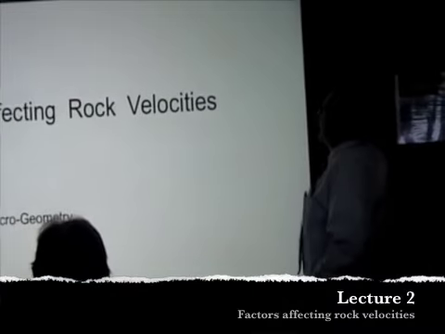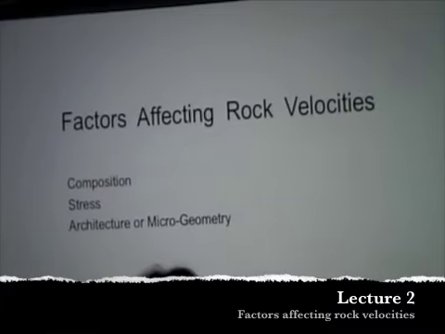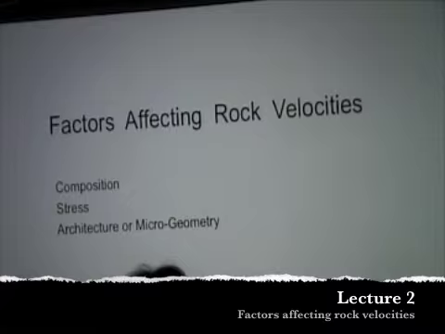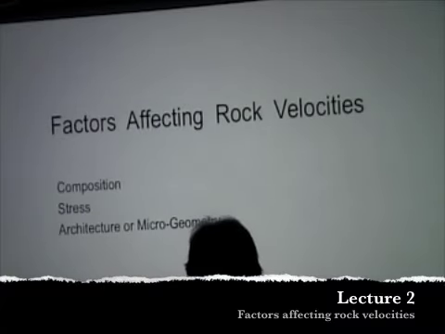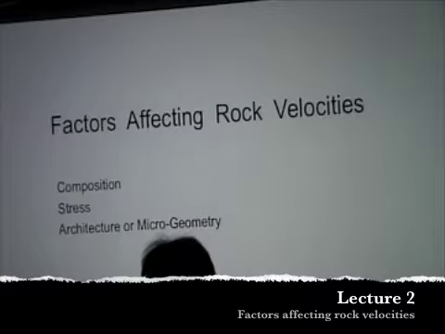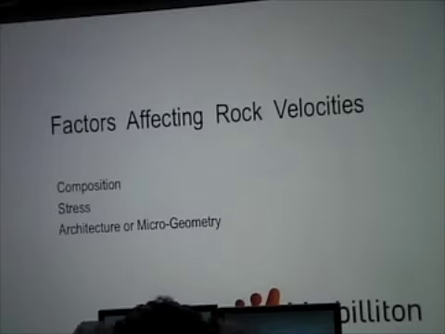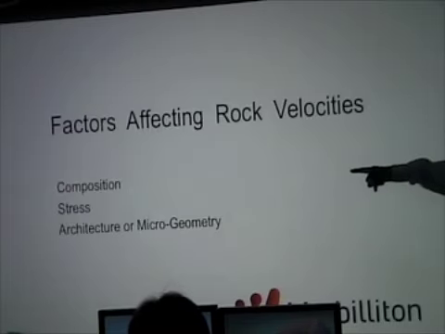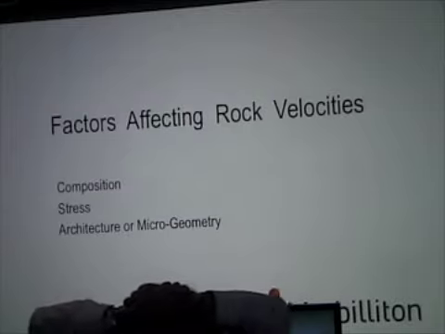Some factors affecting rock velocities. Rocks are heterogeneous material, right? And a lot of different kinds of rocks. They're made up in lots of different ways. We're going to be talking about the kinds of things that have been shown by laboratory measurement primarily to affect velocities of rocks significantly. And the three of them are, let's just go back, composition, stress, and architecture or microgeometry.